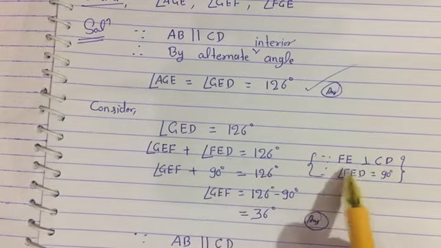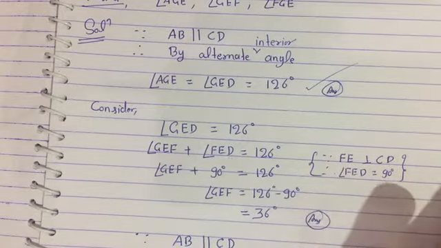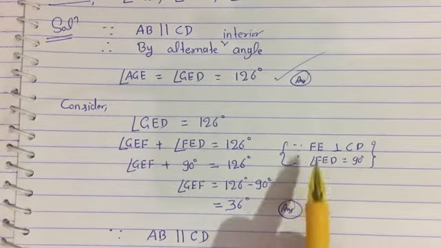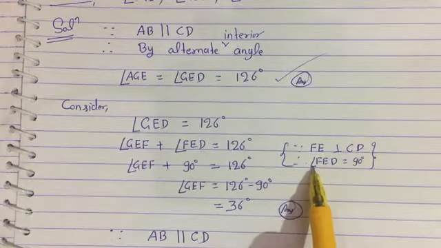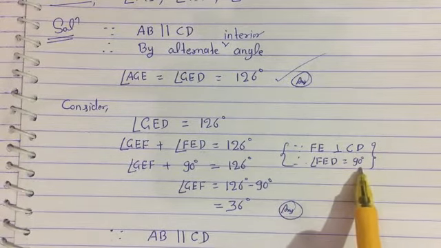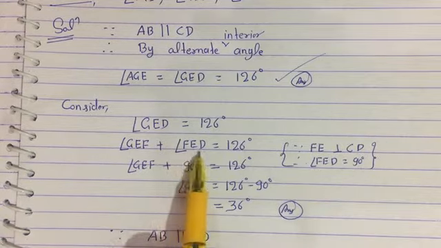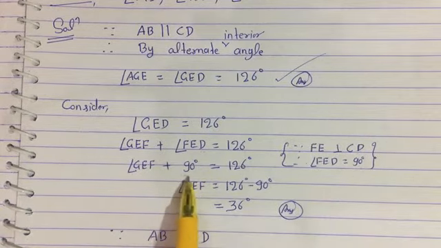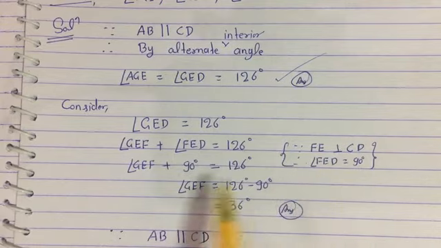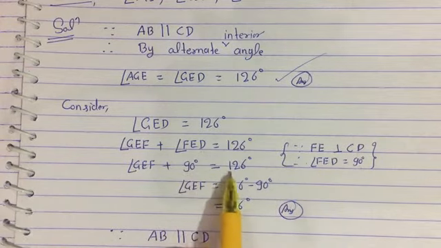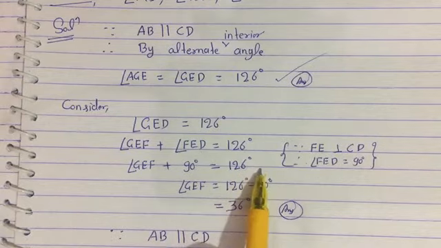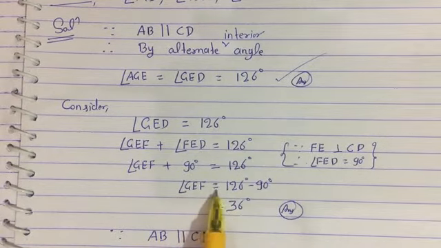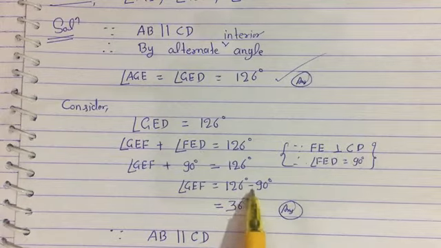And in the corner you have to write, this thing is very compulsory to write, that since FE is perpendicular to CD, that's why angle FED is equal to 90 degrees. Now put the value of angle FED: angle GEF plus 90 degrees is equal to 126 degrees. Now transfer this 90 degrees to this side: angle GEF is equal to 126 degrees minus 90 degrees.